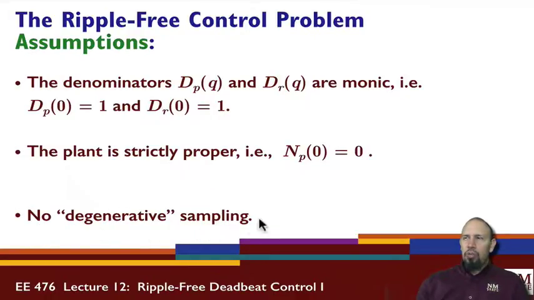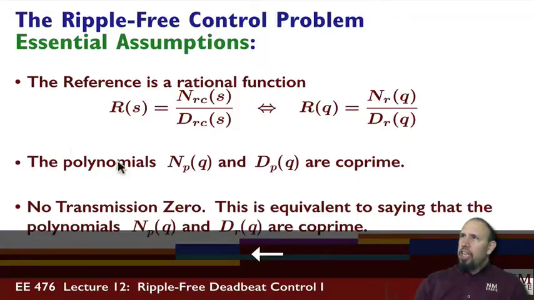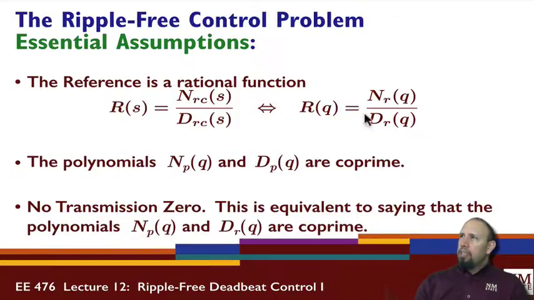So we're just assuming we're going to choose a reasonable sampling period for our system, something that isn't at a Nyquist frequency, which is kind of a critical frequency. Right, so that's important. Now, as I mentioned here, our reference input is a rational function.